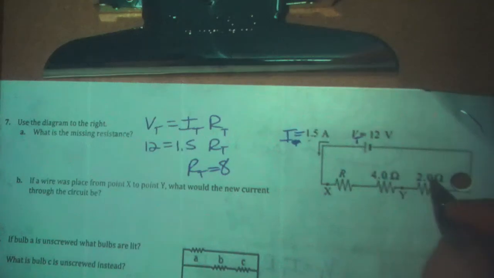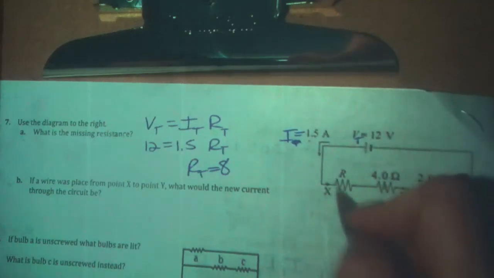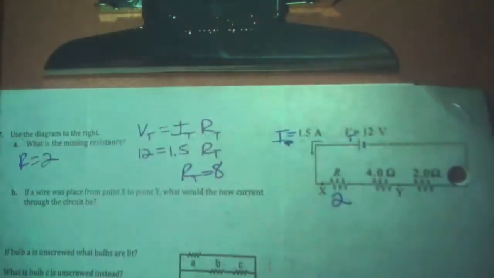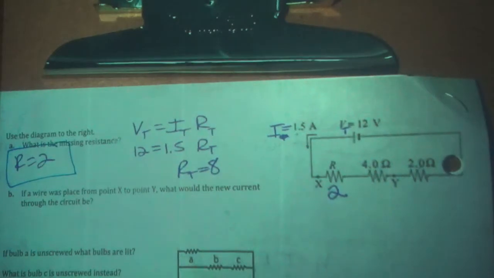Now, right here, 4 and 2, I already have 6 ohms, which means that the missing resistance is 2 right here. So the missing resistance is 2. Careful not to box the total resistance because I want what's missing.